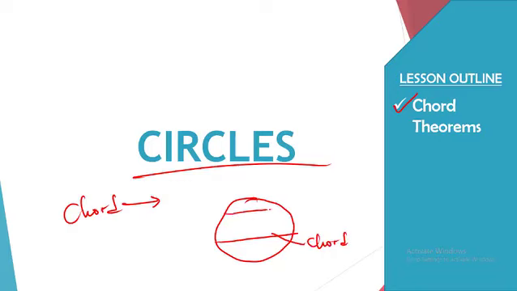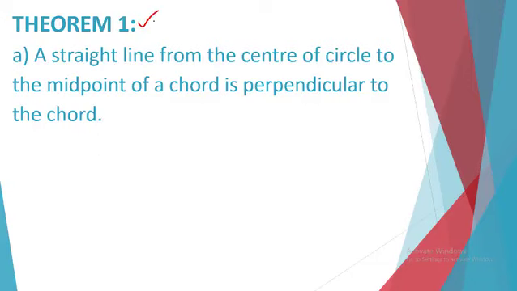Okay, it can be something like this too. It's a chord. As long as there are 2 points here that the straight line is joining, then we call it what? A chord. Okay, so let us look at the theorems of this chord, the theorems of chord. Let's start from theorem 1.